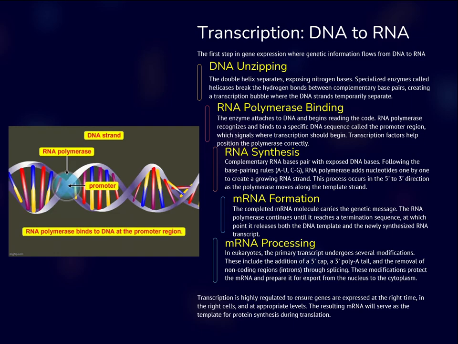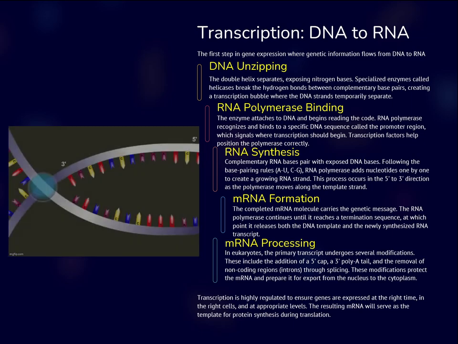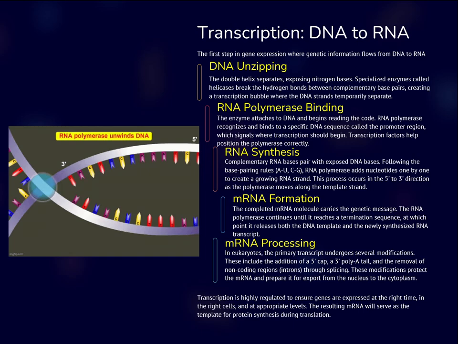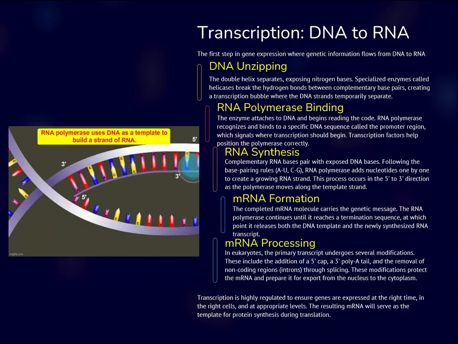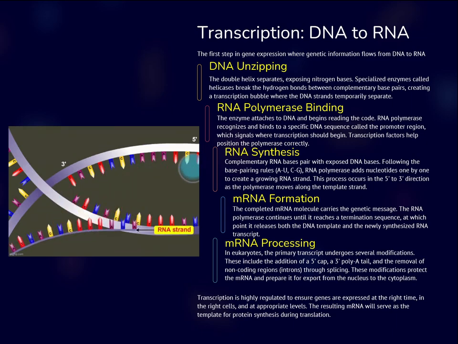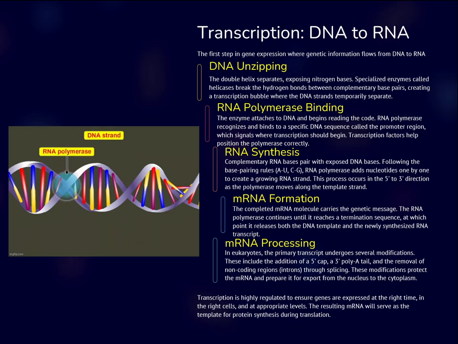This first step in gene expression is called transcription. This happens inside the cell nucleus, where DNA lives. During transcription, recall, an enzyme called RNA polymerase binds to a section of DNA called the promoter. This is like a start here signal.